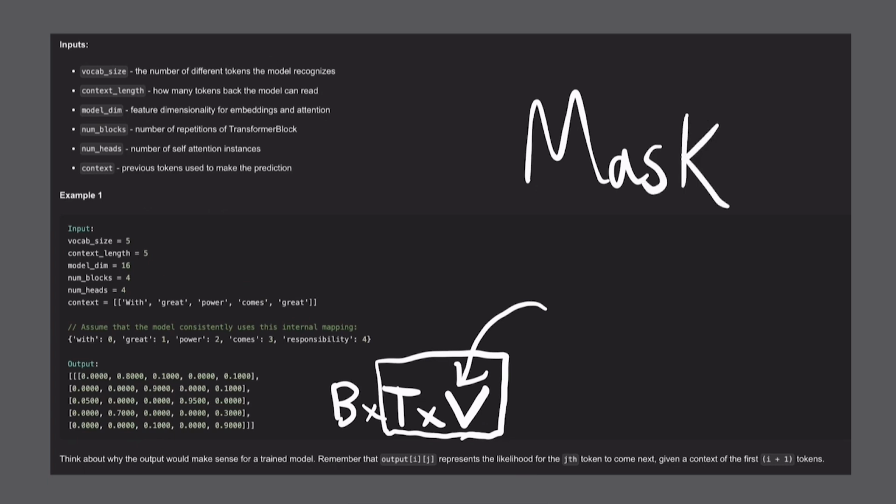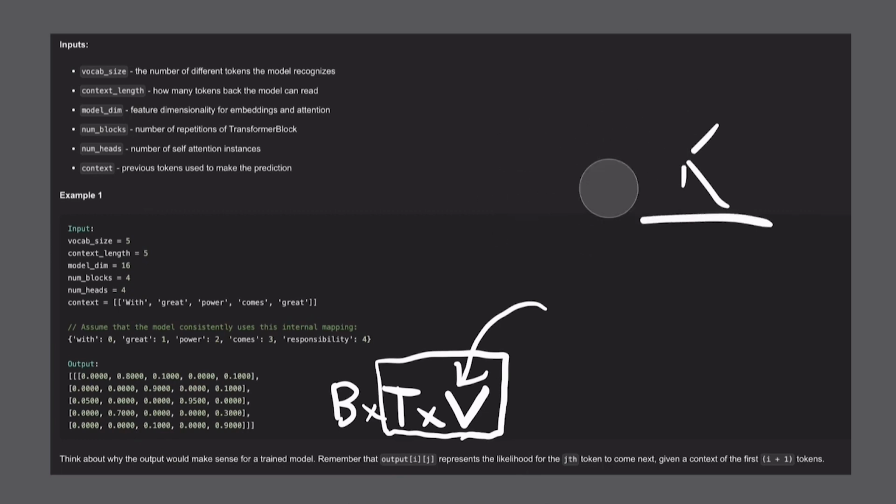If you look at the multi-headed, or actually single-headed, attention class, the multi-headed attention class makes use of the single-headed attention class. But in the single-head attention class, we apply a mask and we mask out those future tokens so that the model can't look at the answer for what it's actually trying to predict. So let's think about why this output would make sense.